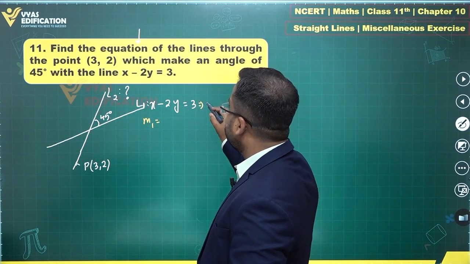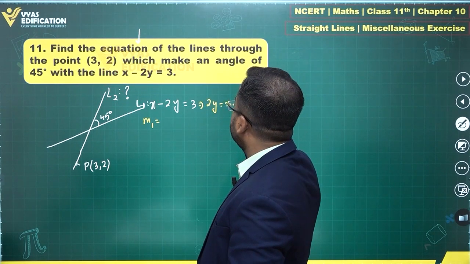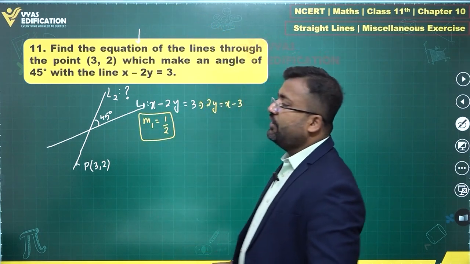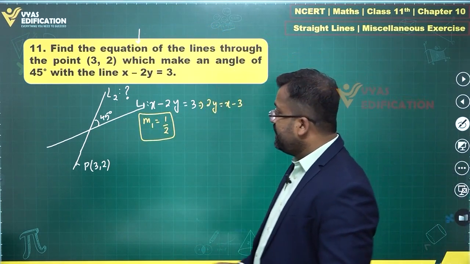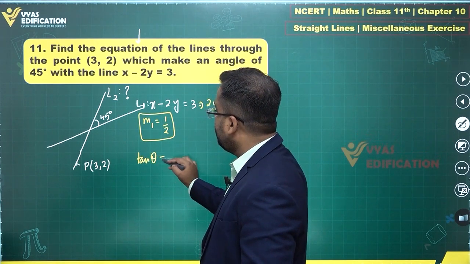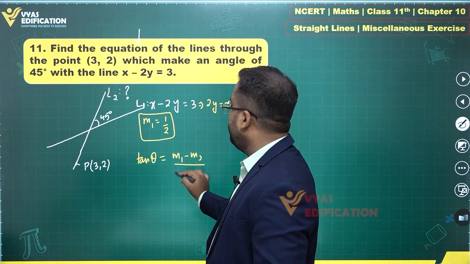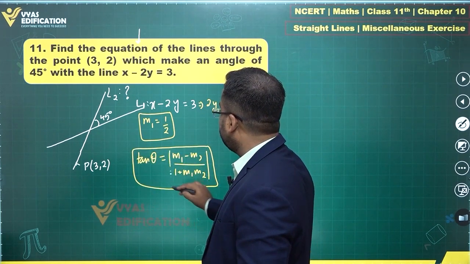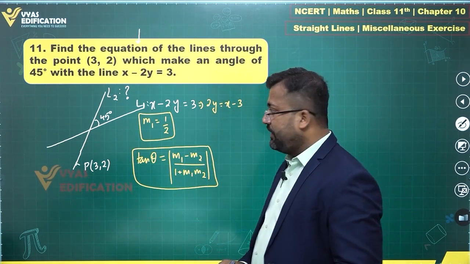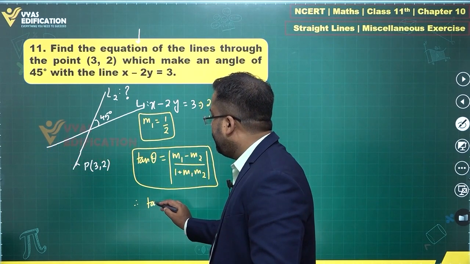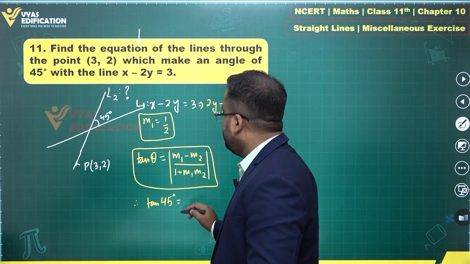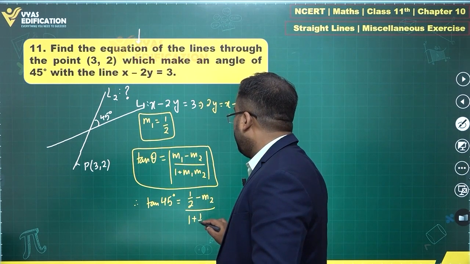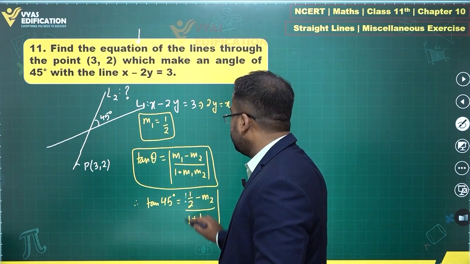For that, let's rearrange this. This is 2y equals x minus 3, and you can divide by 2, so M1 will be equal to 1 by 2. Do you observe this? Yes, M1 equals 1 by 2. And we know that tan theta is equal to (M1 minus M2) upon (1 plus M1 M2), the angle between two lines. If the angle between two lines having slopes M1 and M2 is theta, then this is the formula. Therefore, tan 45 degrees is equal to modulus of (1 by 2 minus M2) upon (1 plus 1 by 2 M2).